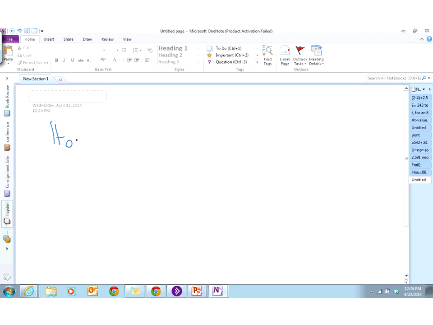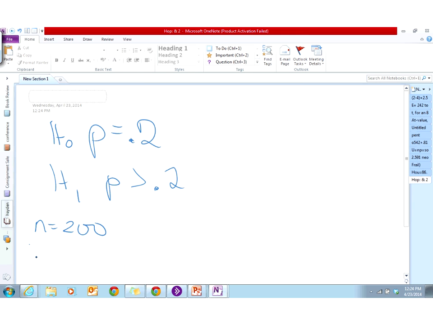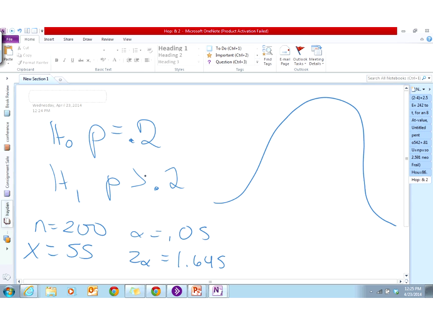H naught: P equals 0.2. H1: P is greater than 0.2. N equals 200. X is 55. And alpha is 0.05. And our z of alpha, because we use the table, the calculator to look it up, is 1.645. It's a right tail test. The arrow is going to the right. Here's 1.645. So this becomes our rejection region.